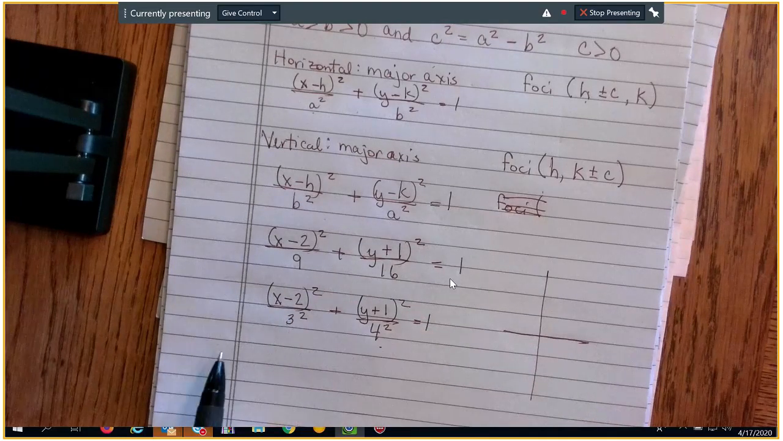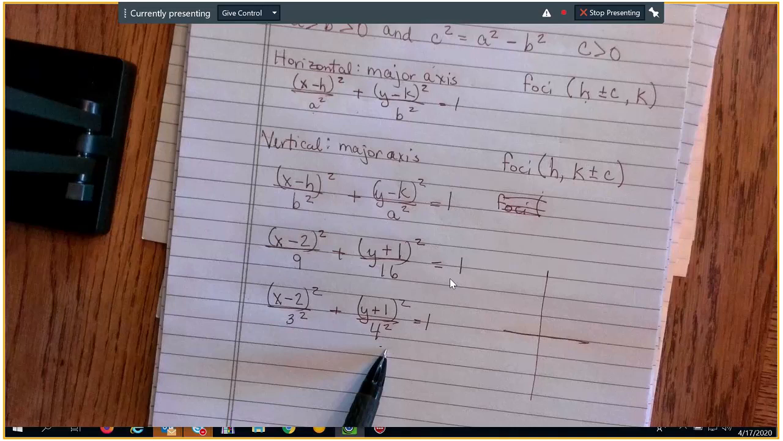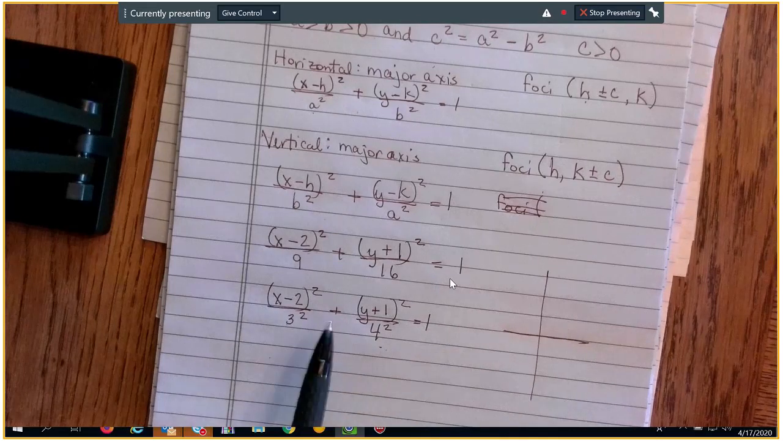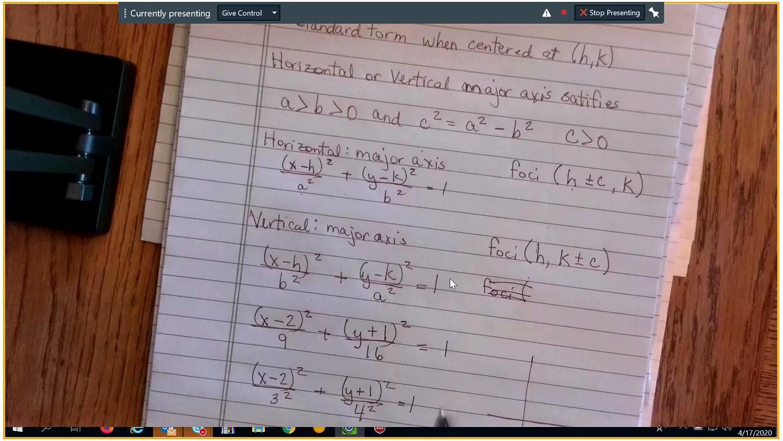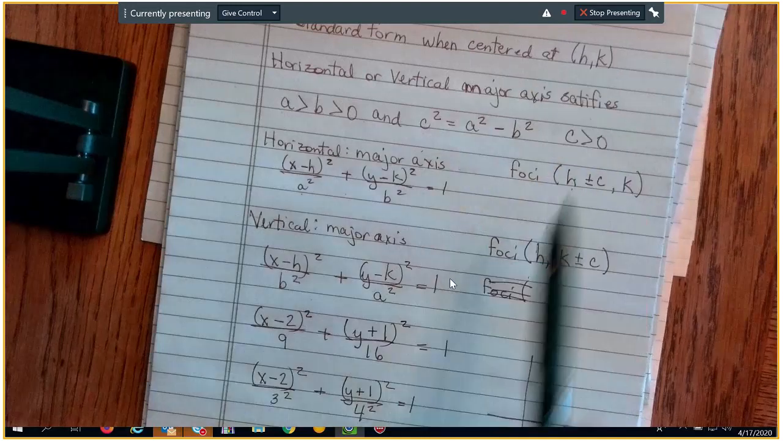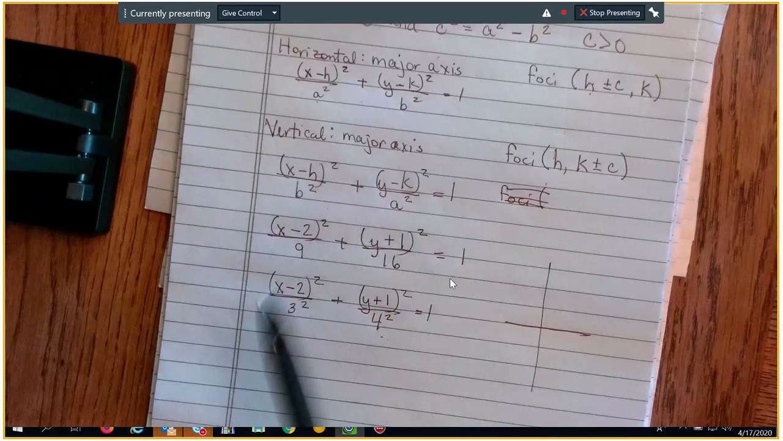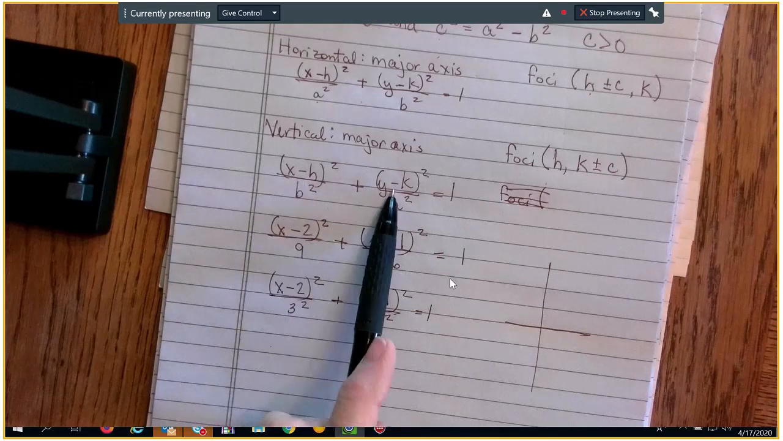If you wanted to rewrite it in a different format, with the y plus 1 squared over 4 squared in the front, that's fine. If you want to keep it in the same format that it is, that's also okay. But first we need to find our center. We said up here that our center is always going to be (h, k), and our regular format is going to be x minus h, y minus k.